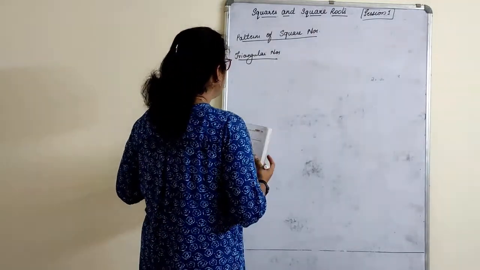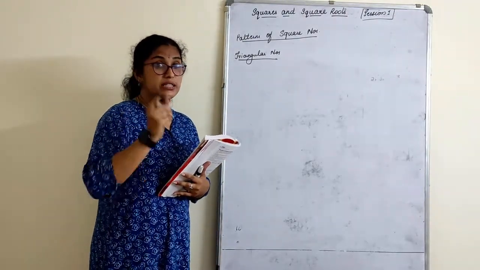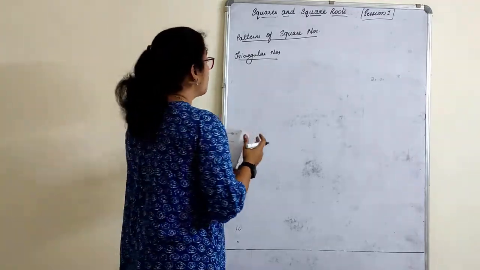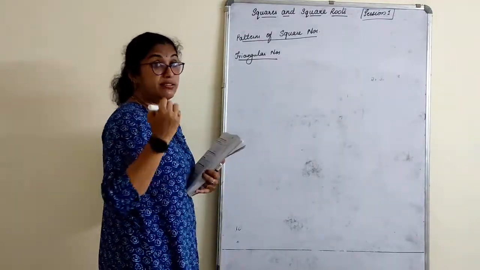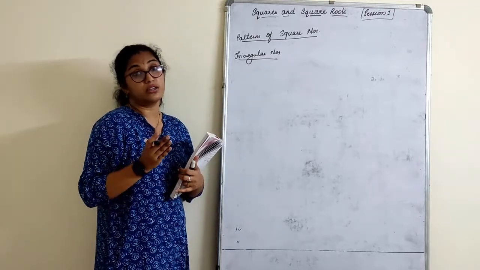Now, when I talk about triangular numbers, that means I should have a triangle. I cannot have that with one single dot or point, right? So let me draw a triangle with respect to the number of points. Minimum how many points do I require to draw a triangle?